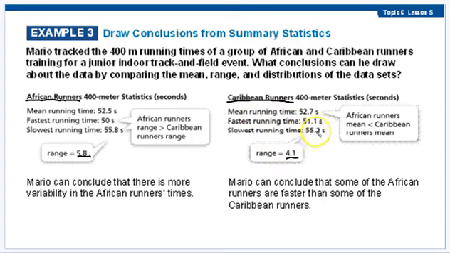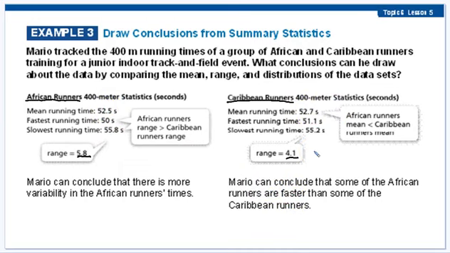For the range, I take 55.2 and subtract 51.1 from it, whatever, okay? So the African runners' range is greater than the Caribbean runners' range. That means that the African runners vary more. The Caribbean runners are more consistent, but the African runners' mean is faster than the Caribbean runners' mean. Therefore, there's more variability in the African runners, but he can conclude that African runners are faster than some of the Caribbean runners, because their mean running time is faster than the Caribbean runners' time.